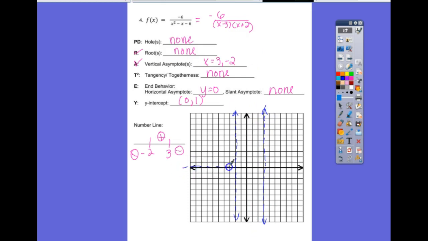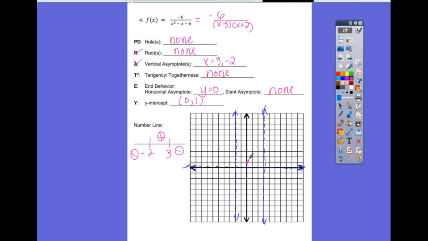My end behavior is here. The only point I have is 0, 1, which goes right here. So this is what I have. From -2 on, what does it have to be? So it has to be down here. Is it going to cross this asymptote? Why no? What happens if it crosses? It's positive, and it has to stay negative.